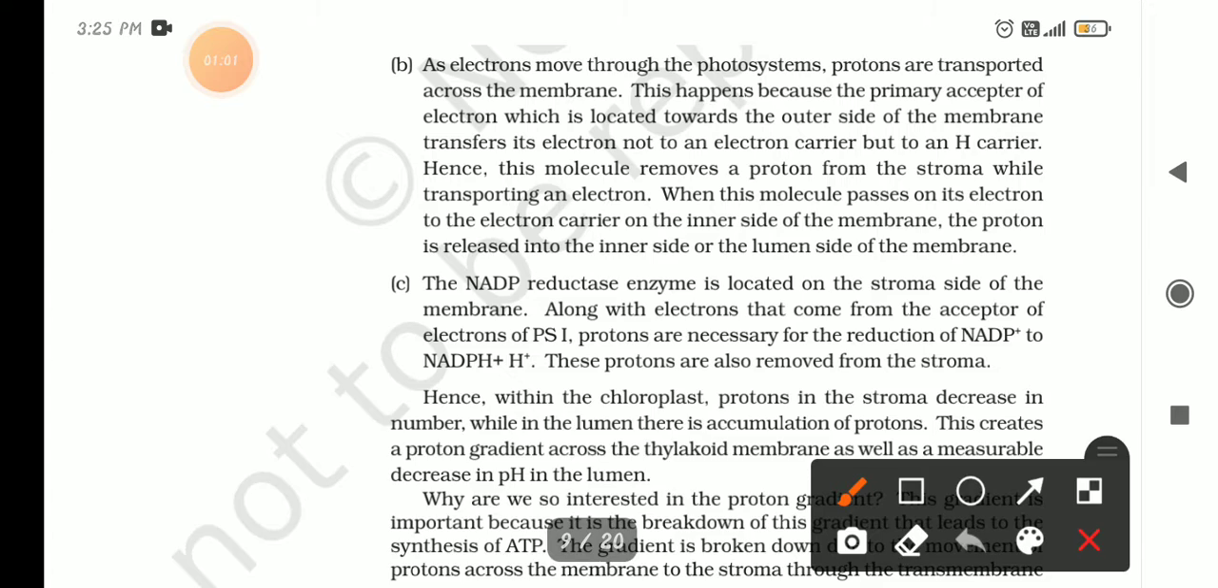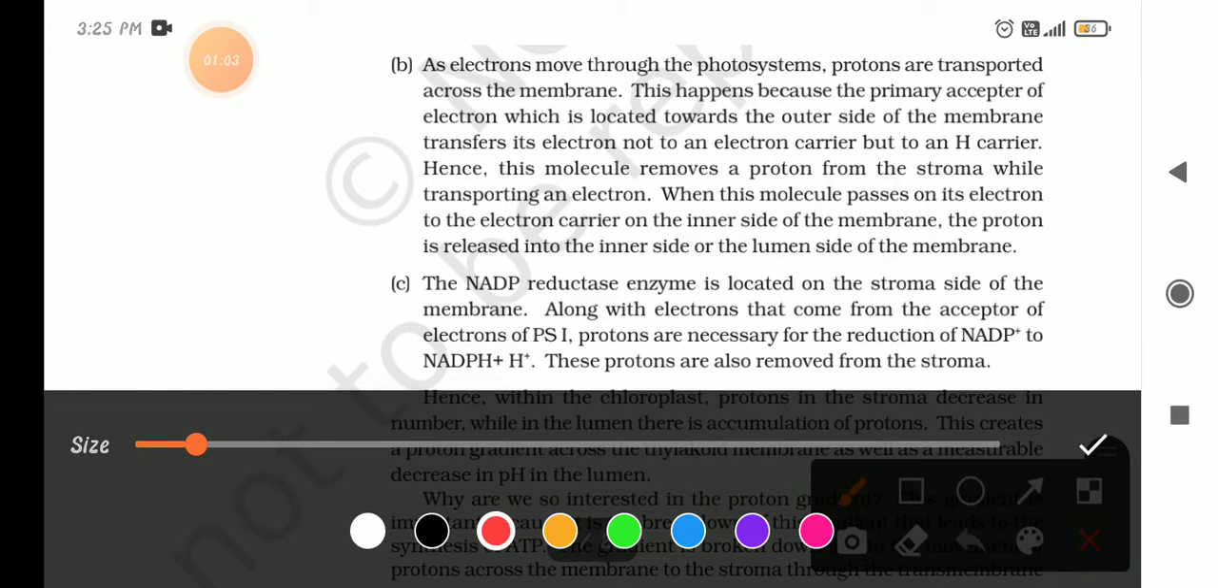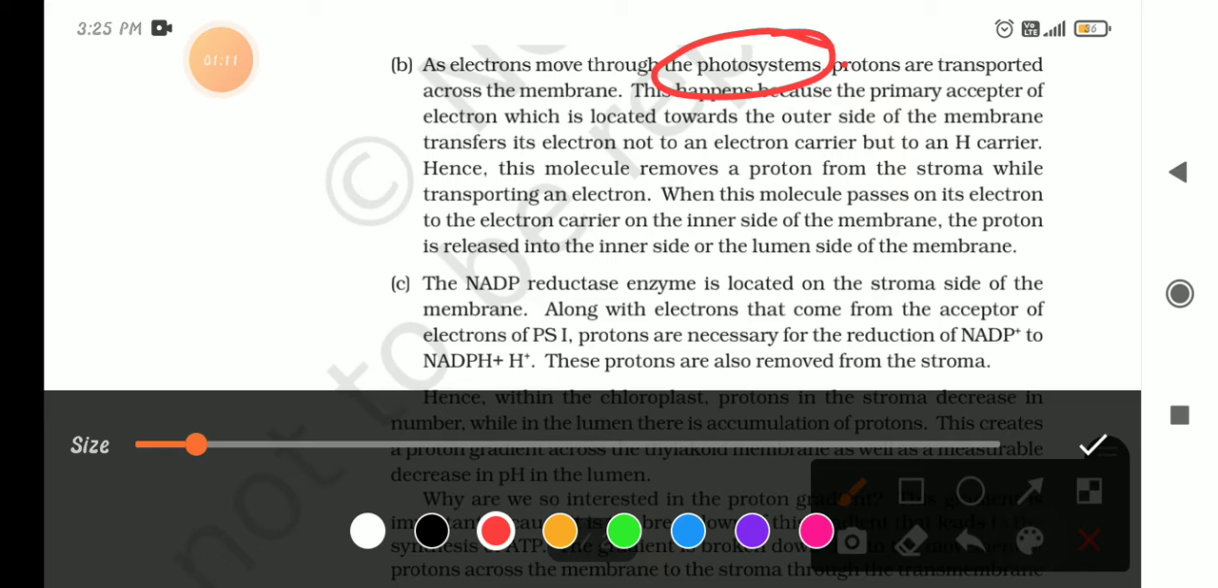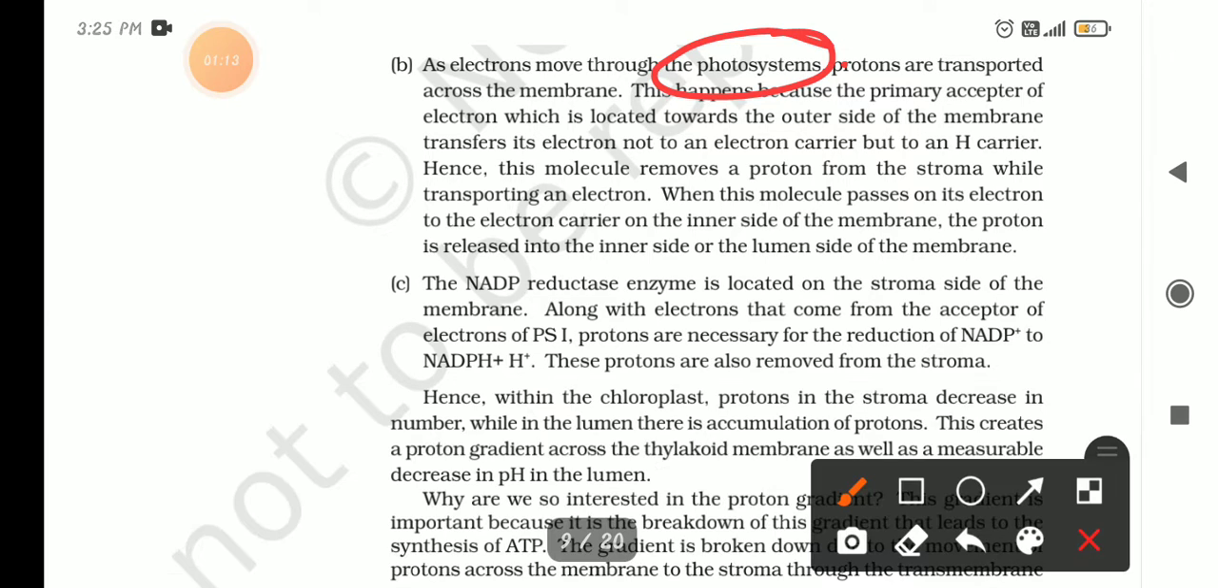Okay, so what is it saying? It is saying that as the electrons move through the photosystems, protons are transported across the membrane. There is this transportation of protons.